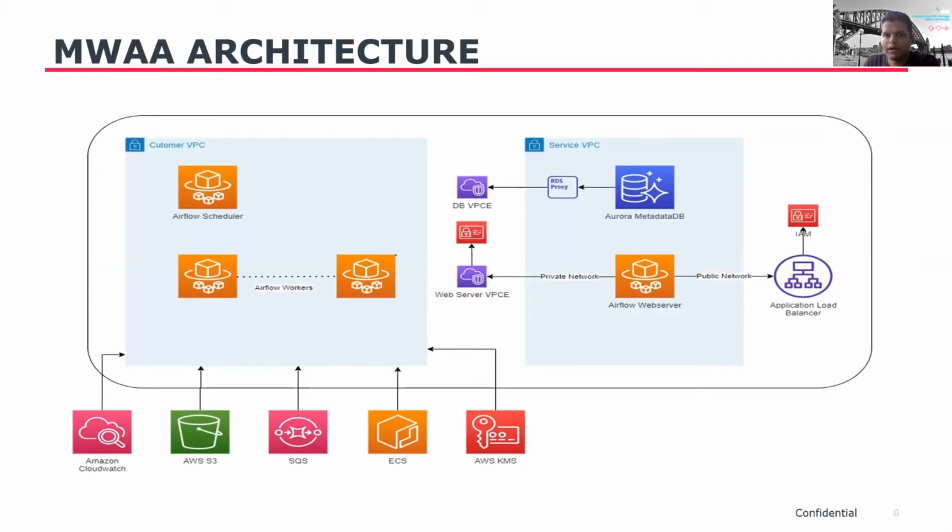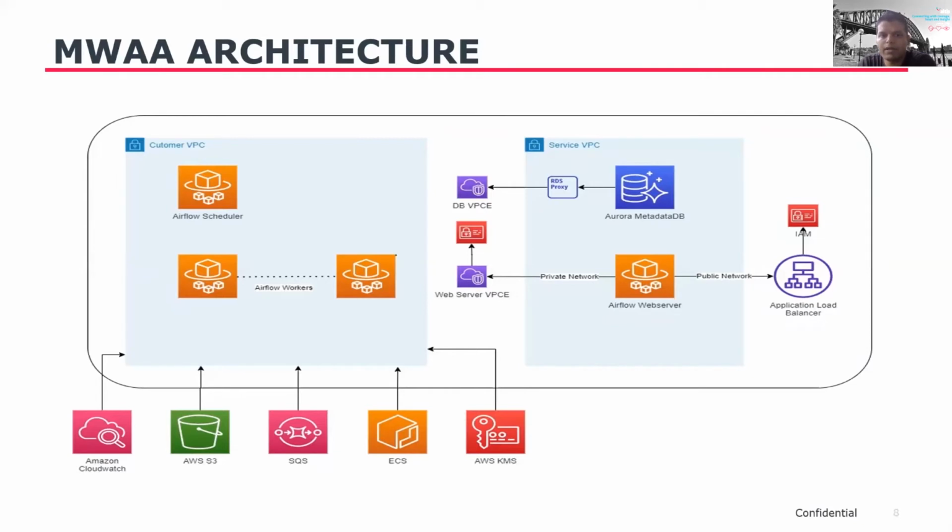So this is a high-level architecture of MWAA. So as you can see, we have got a service API, a service VPC, an Aurora DB and an Airflow web server, which is running on a Fargate instance. So when you create an environment, AWS will spin up an Aurora metadata DB and a Fargate container for the web server in each of your 2 private subnets, which are created in different availability zones, of course.